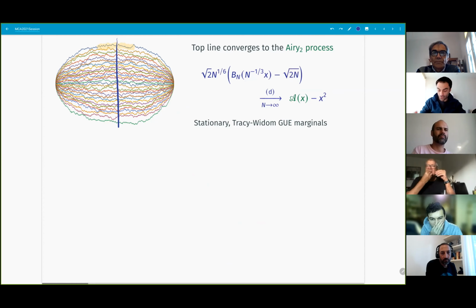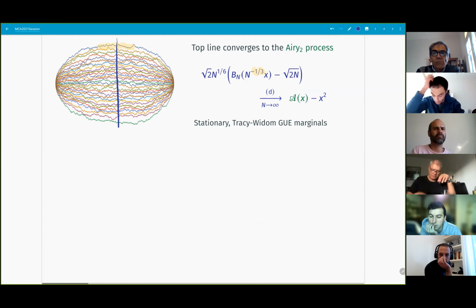If you recenter and rescale with this 1/3 exponent, the famous random matrix or KPZ 1/3 exponent, the fluctuations are going to be of this order, and you take the limit, you get something called the Airy-2 process. The Airy-2 process is just the scaling around the center of this top path. So what is this Airy-2 process?